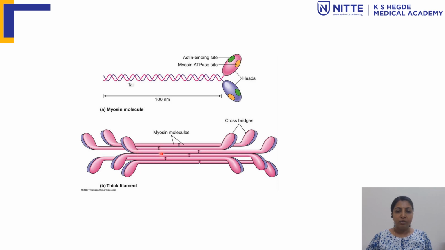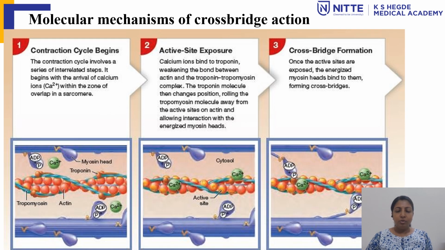Now, this is the myosin molecule, the thick molecule. It has a tail, a neck or hinge area, and a head. The head has the actin binding site, which is the part that goes and binds to the actin, and it has myosin ATPase enzyme activity, and it can also bind ATP. For the cross bridge action, you need ATP, which provides the energy for the interaction.